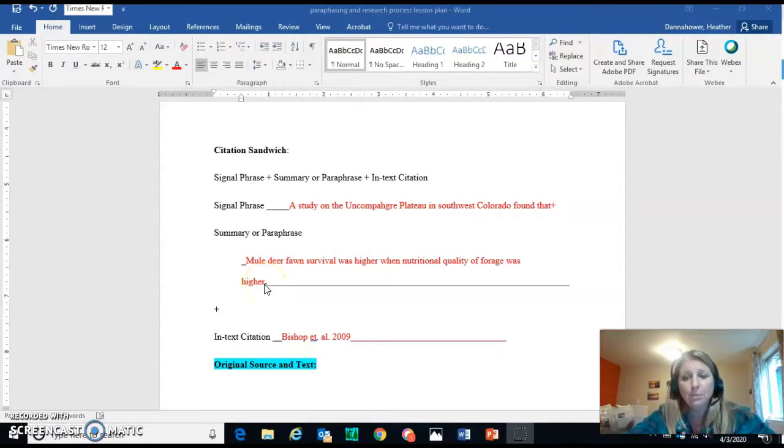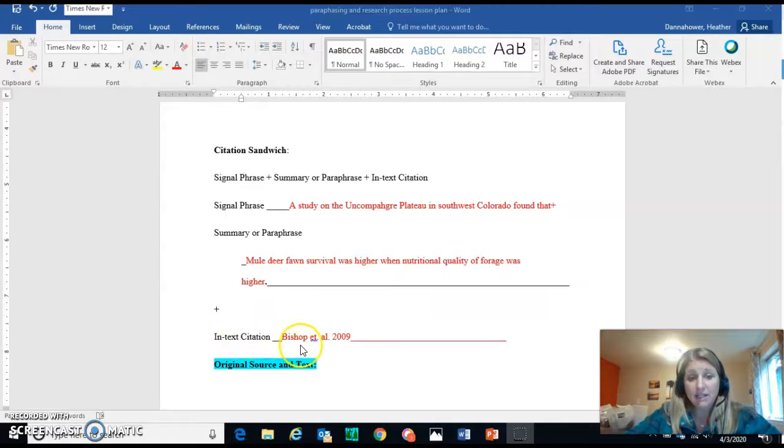And the summary that I have here is taken from that article, but it's reading further, so don't get confused. I could put a summary being that authors looked at nutritional quality on survival of adult mule deer and their ability to reproduce. That would be my summary. The one I have written here also came from that article, but the summary of the results would be mule deer fawn survival was higher when nutritional quality of forage was also higher. Now, that's not their exact words, but it's their meaning. So I didn't change the meaning. I just put it in my own words.